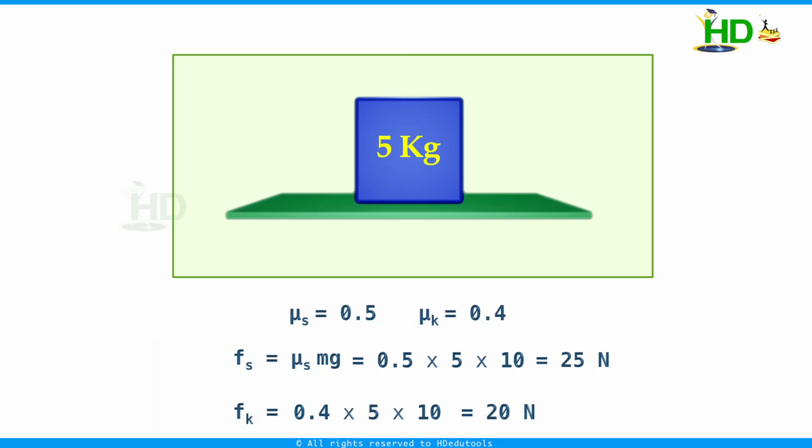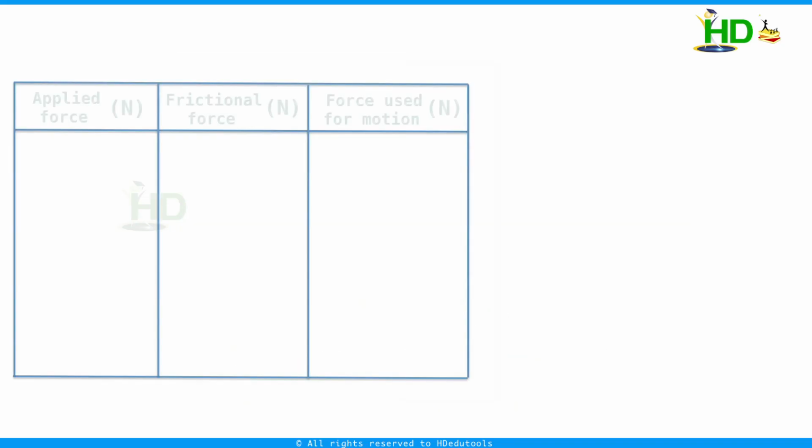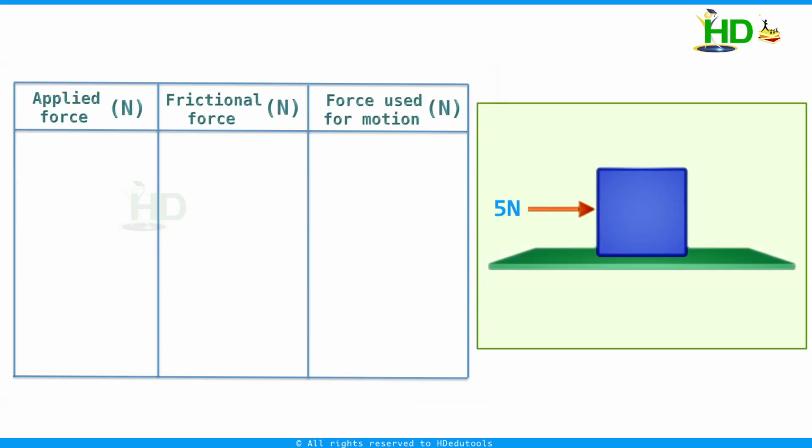And when the body is in motion, that is when the body is sliding, the frictional force is 20 Newton. Now you come to this table. When the applied force is 5 Newton, then what is the frictional force? Already we discussed. With 5 Newton force, can the body move? No. Therefore, the frictional force is 5 only. Why? Because the net force is 0.